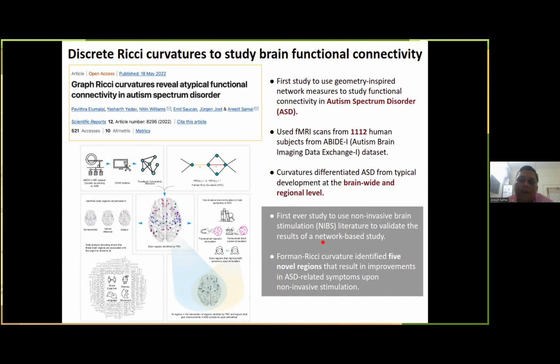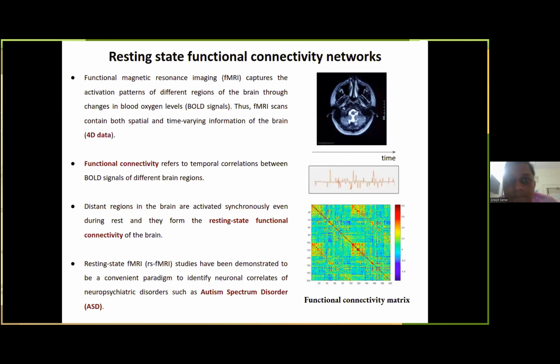So in this study, at least, we find that Forman-Ricci is better for functional connectivity networks. But as I would like to again highlight, in this analysis, we find Forman-Ricci curvature to be superior. In another data set, it could be that Olivier could be superior. Okay.